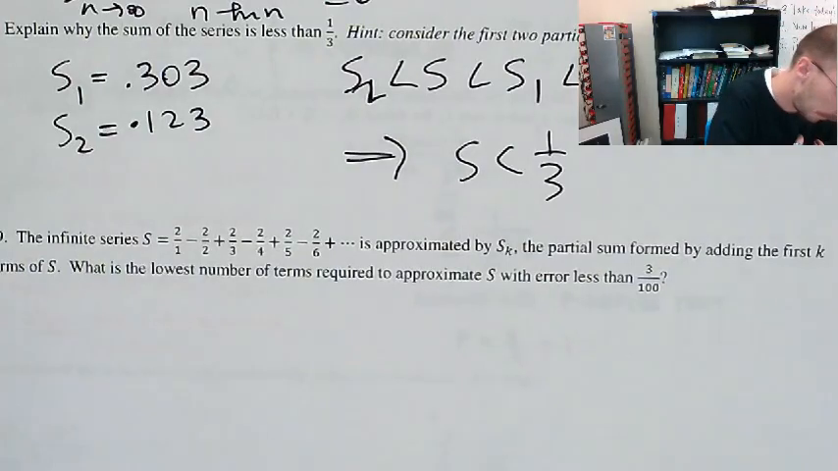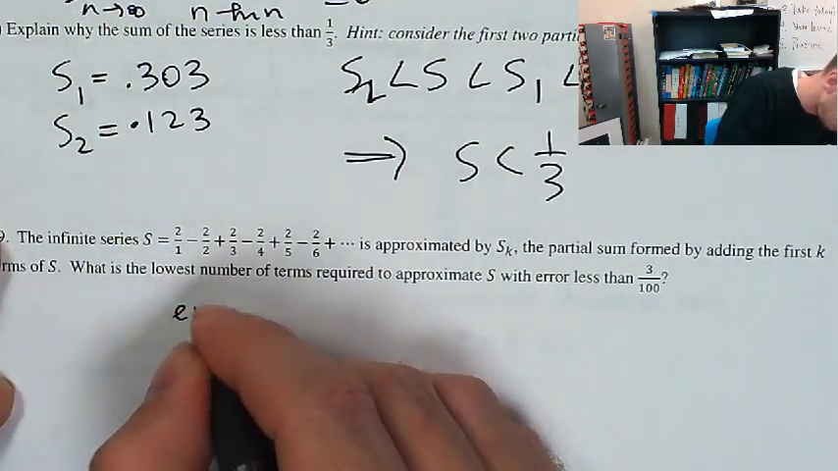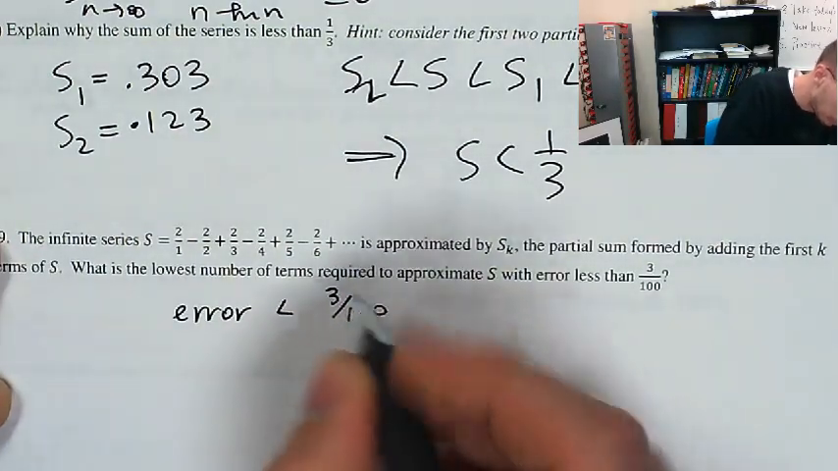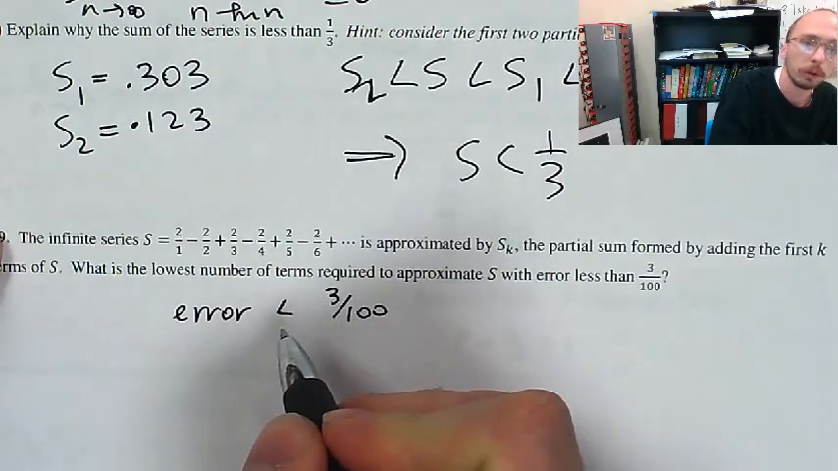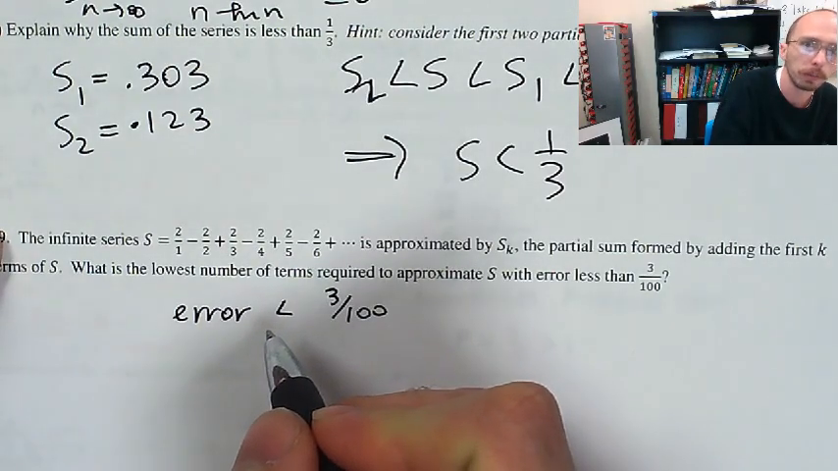The infinite series is approximated by Sk, the partial sum formed by adding the first k terms of S. What is the lowest number of terms required to approximate S with error less than 3/100ths? Well, I know that error is less than 3 over 100. Error is also no more than the absolute value of the next term.